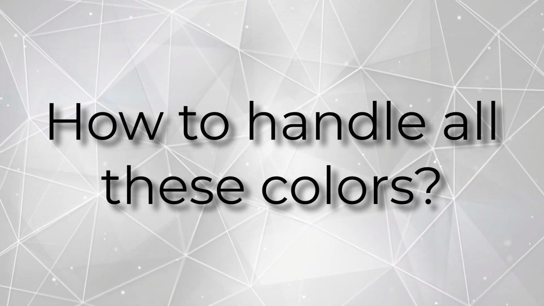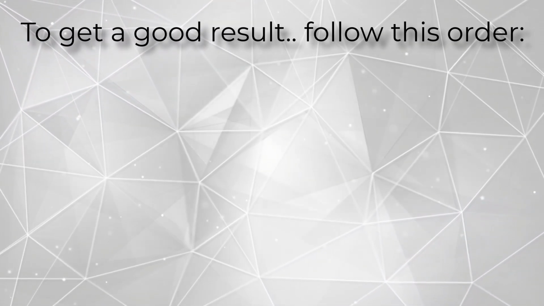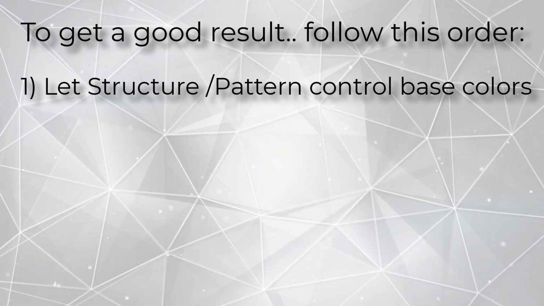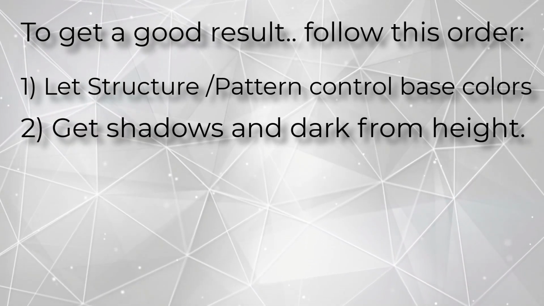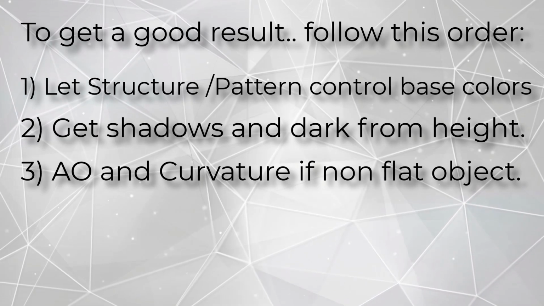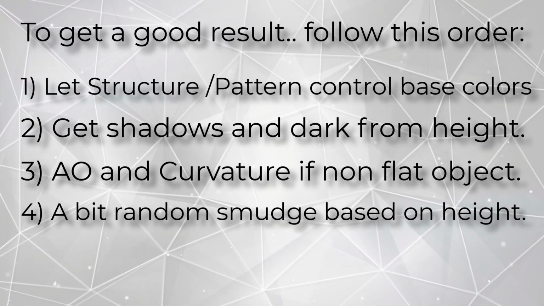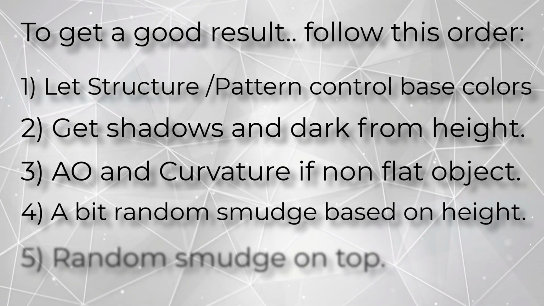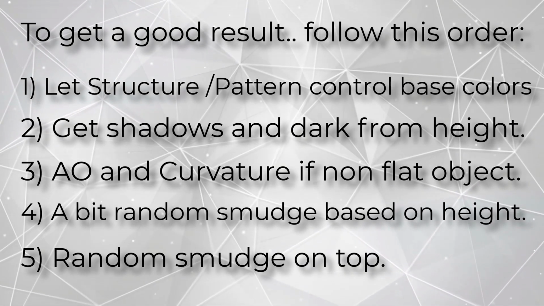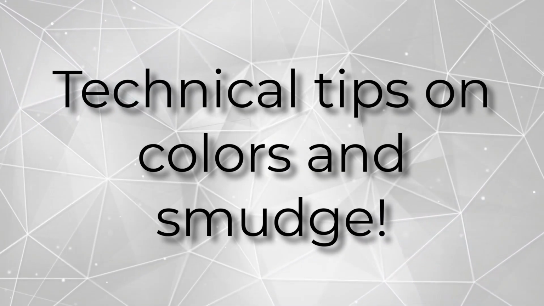And how can we handle all these colors then? Well, you can do it by using what we did previously. So you use the structure and pattern to control the base colors. Then you use the shadow and dark from the height. And after that you can use ambient occlusion or curvature if you have an object, and a bit of random smudge that is based on the height, and then totally random in the end. So if you follow those, then you can get it to work.